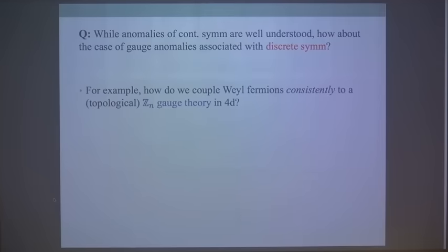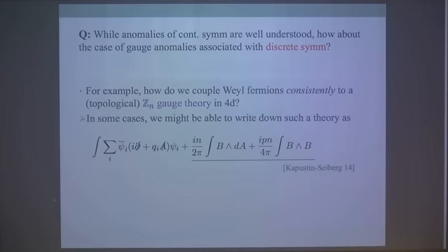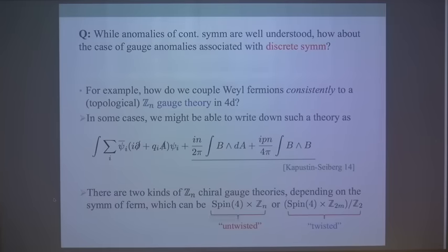For example, you might be interested in how we couple Weyl fermions consistently to a topological Z_N gauge theory in 4D. In some cases, we might be able to write down such a theory as the following local action. There are two kinds of Z_N chiral gauge theories, depending on the symmetries of fermions, which can be described by either an untwisted or a twisted symmetry group incorporating the spin and the gauge groups.